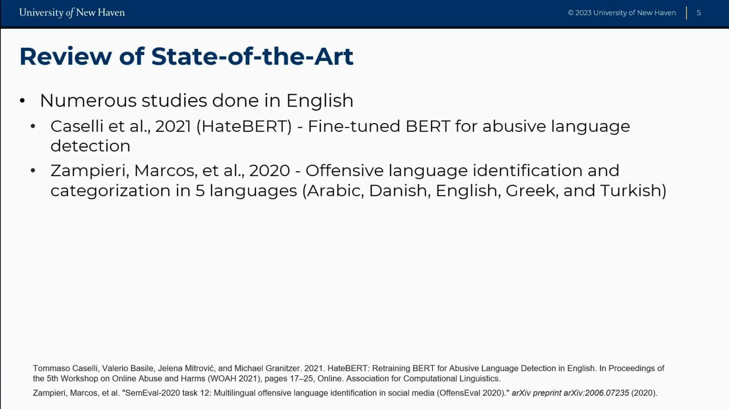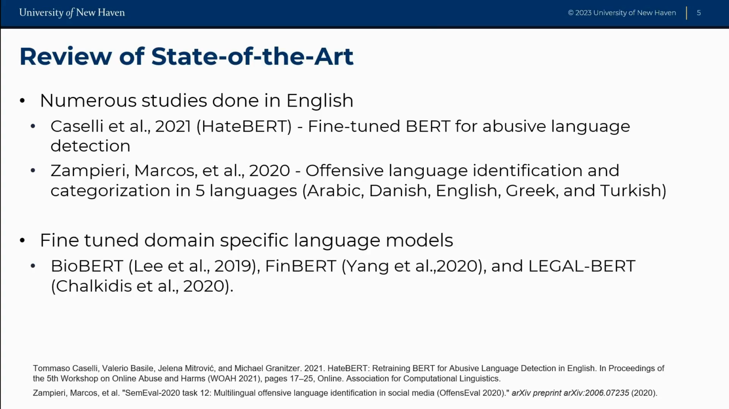Now let's review some of the state-of-the-art models that have been used for hate speech detection or offensive language detection. As we can see, numerous studies have been done in English, such as HateBERT, which fine-tuned BERT for abusive language detection, as well as offensive language identification and categorization in 5 languages. One major inspiration for this project was also fine-tuning domain-specific language models, such as BioBERT, FinBERT, and LegalBERT, which have shown great performances.